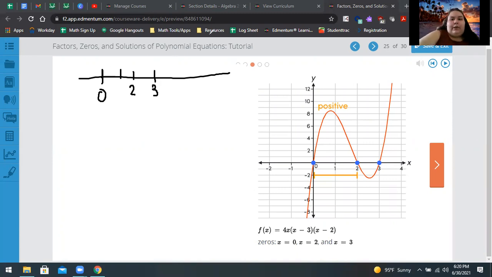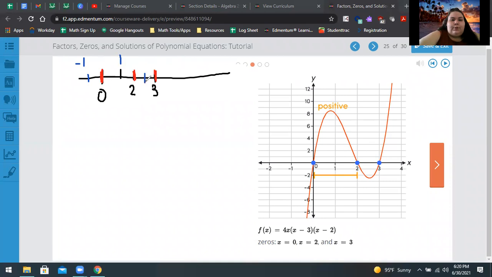So now these are your main points, right? We know this is going to touch the x-axis. So you're going to look for numbers that are not listed on there. So like for behind 0, this is going to be -1. Between 0 and 2, it's 1.